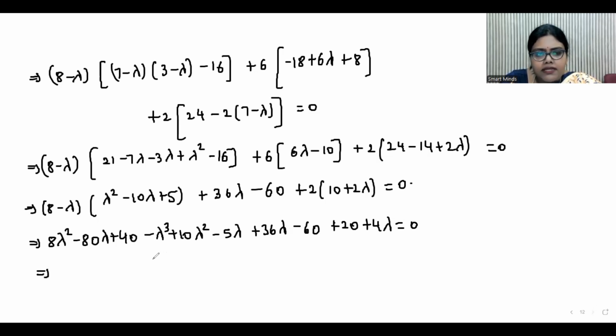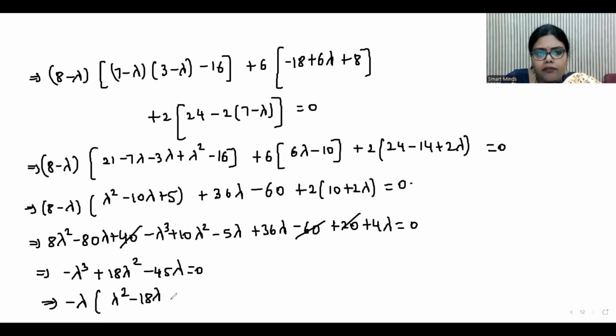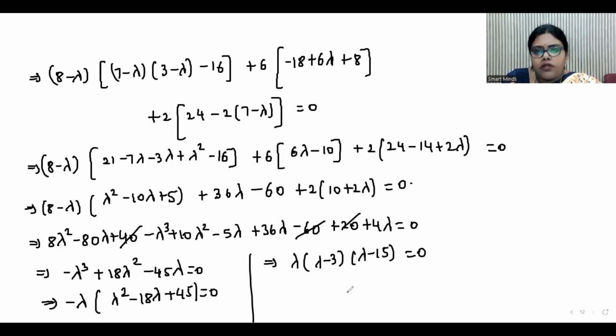Now if you simplify this, you will get minus lambda cube plus 18 lambda square minus 45 lambda equals 0. See here, 40 plus 20 is 60, 60 minus 60 cancel. So here if we take minus lambda common, we will get lambda square minus 18 lambda plus 45. If you factorize this, you will get lambda into lambda minus 3 into lambda minus 15 is 0. So we get lambda values as 0, 3 and 15. These are the eigenvalues.